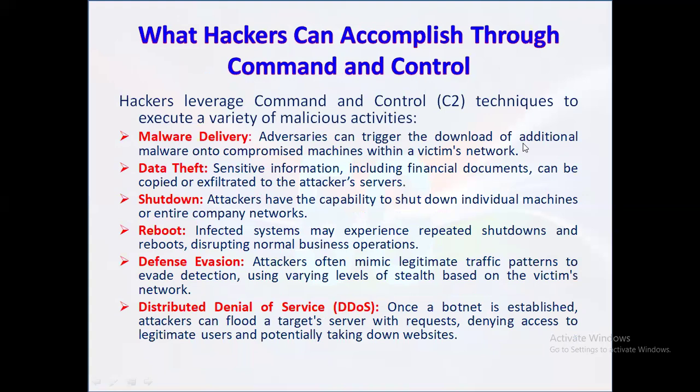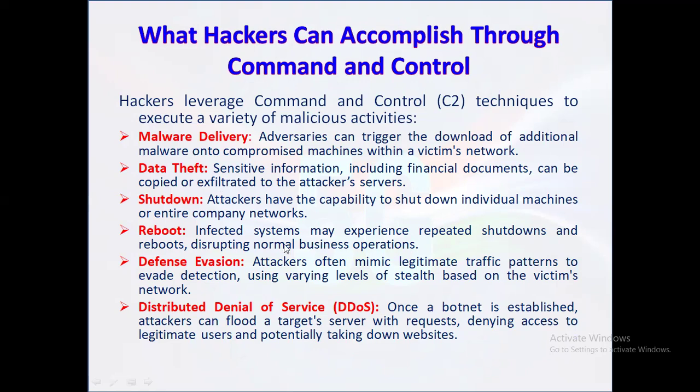Next, what hackers can accomplish through command and control. Hackers leverage command and control techniques to execute a variety of malicious activities. The first one is malware delivery. Hackers can use command and control techniques to initiate the download of additional malware onto compromised machines within a victim's network. This capacity allows them to expand their control and facilitate further malicious actions.